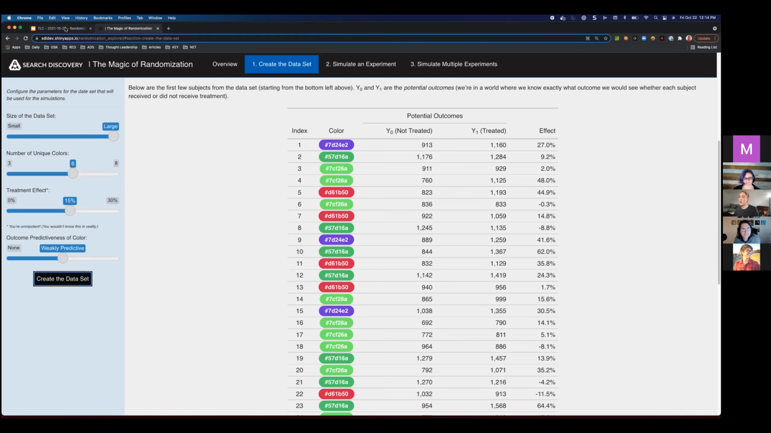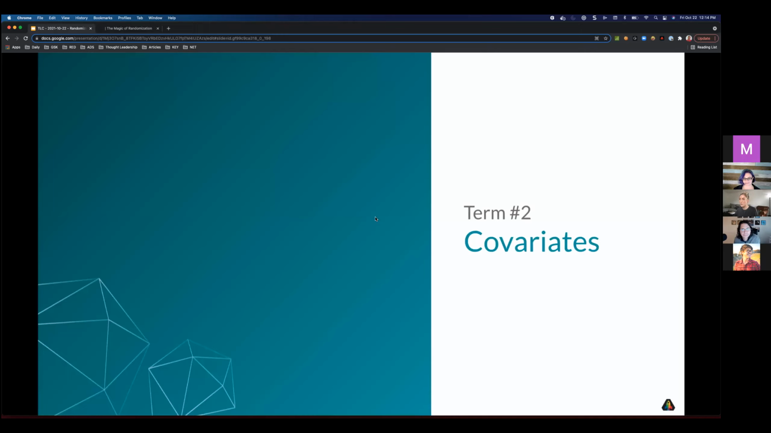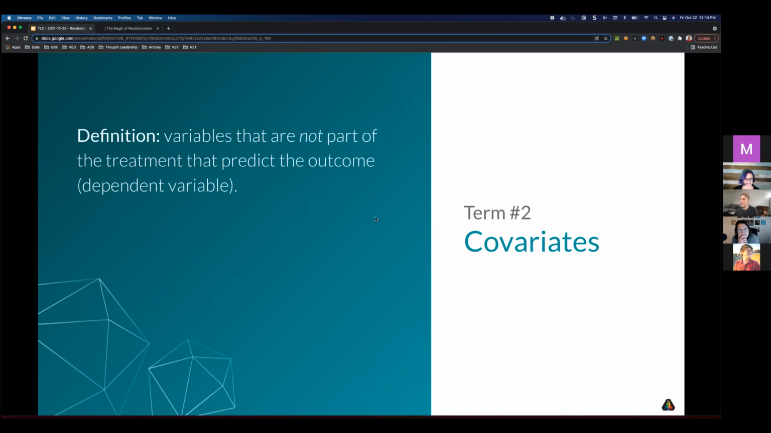So then going back to the deck here, we'll talk about two other really important terms. The next one being covariates. It is in the title, so it's pretty important. The definition of a covariate is really just that these are other characteristics about our subjects.